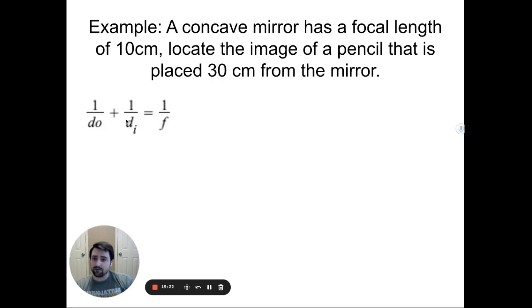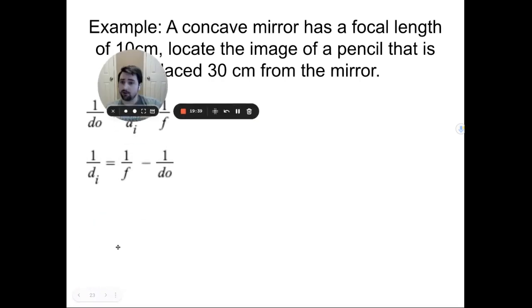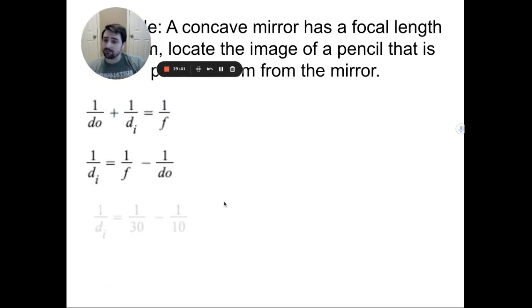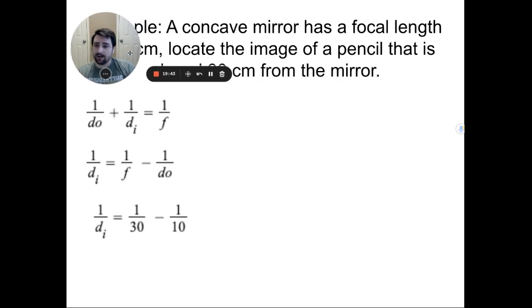So I need to rearrange my formula so that I can get the distance of the image alone on its own side. I'm going to do that by subtracting 1 over DO to get it to the other side. So now I've got 1 over DI is equal to 1 over F, my focal length, minus 1 over DO, which is the distance of my object. From here, I can plug in: 1 over the distance of my image is equal to 1 over 30 minus 1 over 10. I think it's easiest at this point to plug that into my calculator.